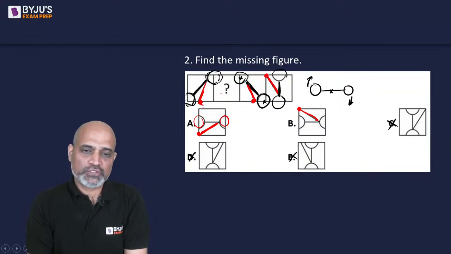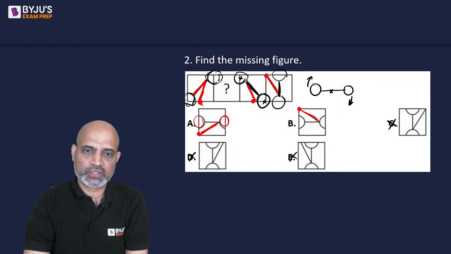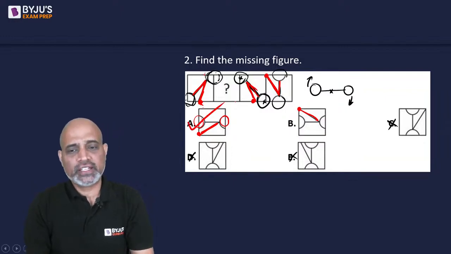What logic shall we give here? So the logic would be, if this is the arrow, then this is the arrow, and then this is the arrow. So it is moving 1, 2, 3. So it is supposed to move 1, 2, 3. A makes more sense, right?